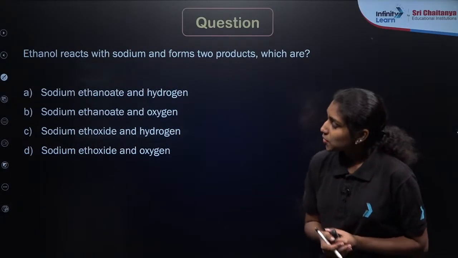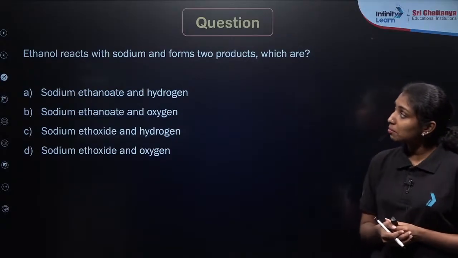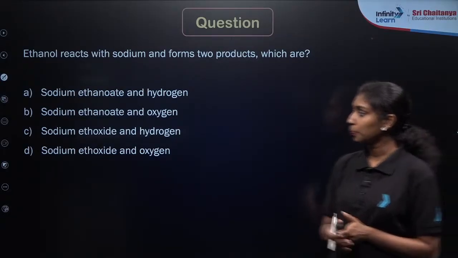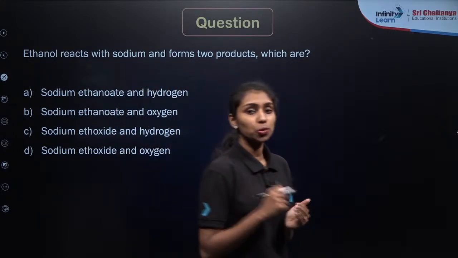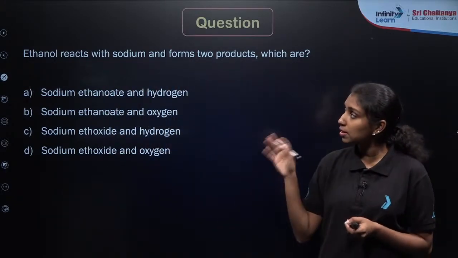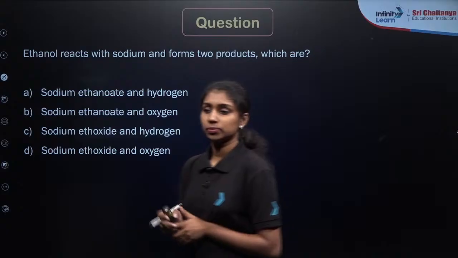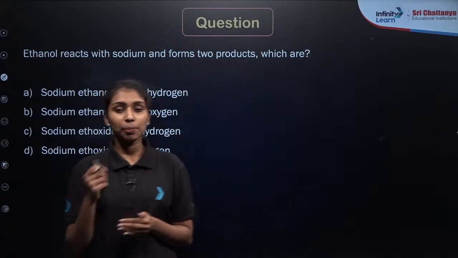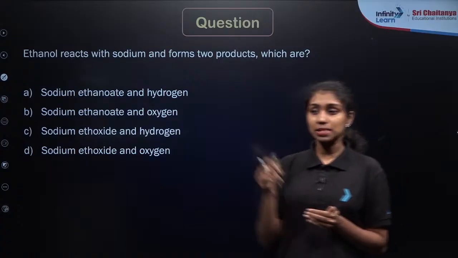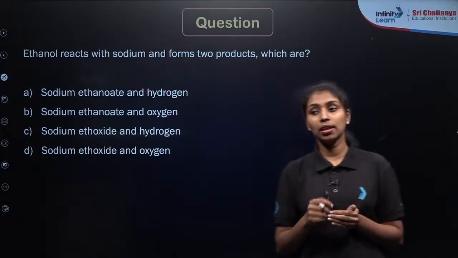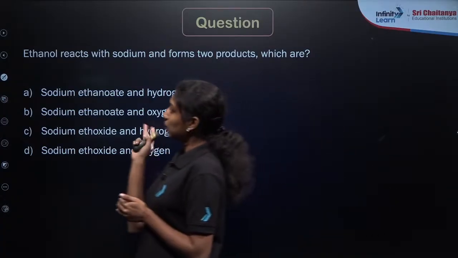Okay, this is our next question. Ethanol reacts with sodium and forms two products. Which are they? What are the two products formed after the reaction of ethanol with sodium? In the chemical properties of ethanol, we have seen the reaction of ethanol with metals, especially with sodium metal. So what is the product formed in this reaction?